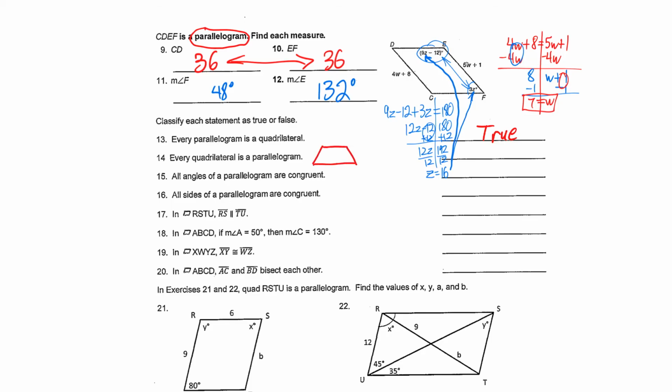Okay. That's a trapezoid, or that's what I want it to look like. That's a quadrilateral. It's got 4 sides, but is it a parallelogram? No. So this says every quadrilateral is a parallelogram. That's a false statement.